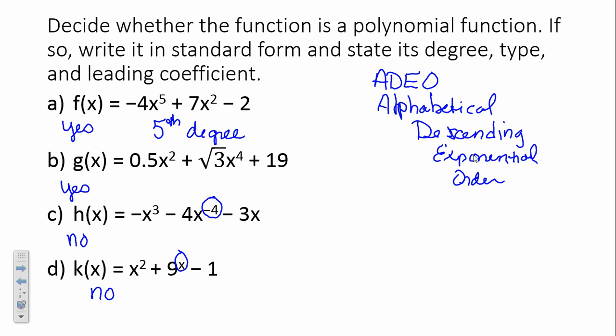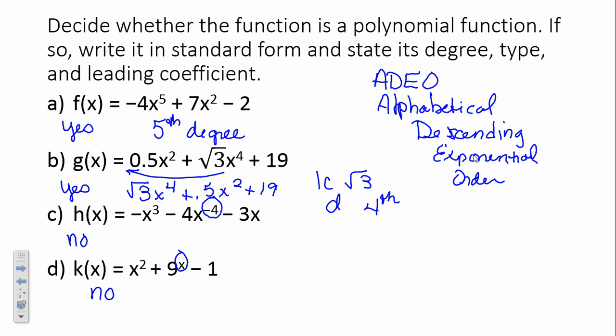Okay. So the second one, is it in standard form? Nope. So what has to move? X to the 4th has to go to the front. So square root of 3 x to the 4th, plus 0.5 x squared, plus 19. Okay? What's its leading coefficient? Good. Leading coefficient is square root of 3. What's its degree? 4th. It's a 4th degree polynomial. A quartic, that's another name for it. What's its constant?